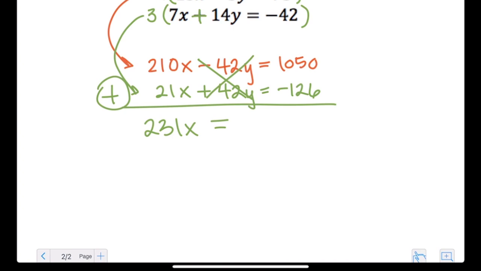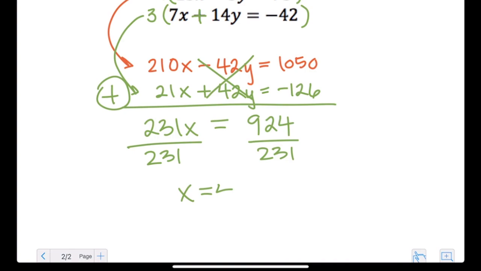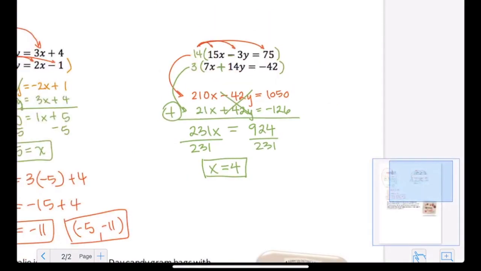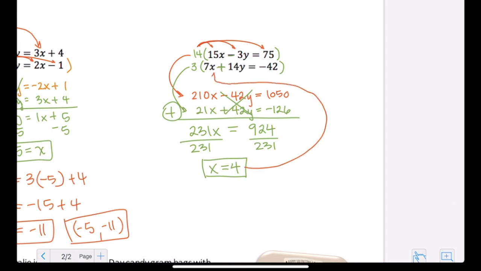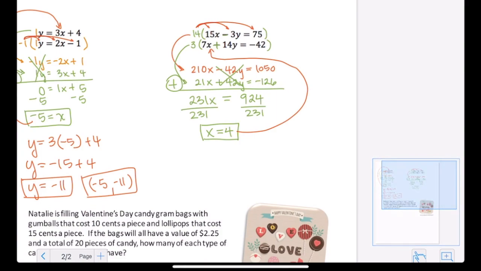Bring down our equal sign, and 1050 minus 126 is 924. It's about to get a lot nicer. We're going to divide both sides by 231 and find that x is equal to 4. Now that you have one of your variables solved for, we're going to plug back into either equation and solve for our y. So I have a little bit smaller numbers on the bottom equation, so I'm going to go ahead and use that one.